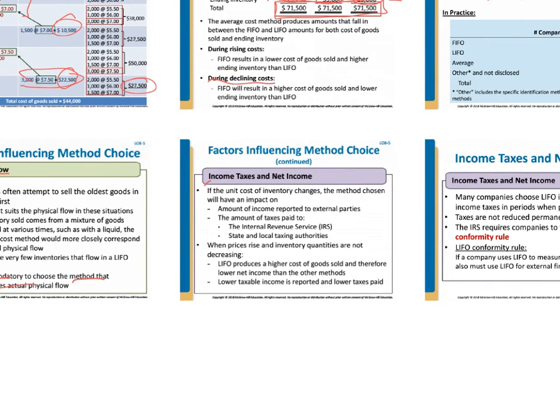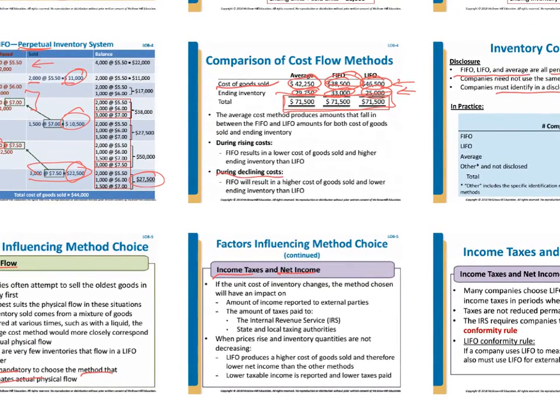Other factors include income taxes and net income. Notice that each one of these methods produces a different cost of goods sold. We just indicated that in one of our previous slides. And so because it produces a different cost of goods sold, it obviously impacts net income. Cost of goods sold is a main component for merchandisers, at least for the income statement. And so that will definitely affect net income. It also affects income taxes. Notice that the highest cost of goods sold in a period of rising prices, which we're normally in, is going to be LIFO. Because LIFO has the highest cost of goods sold, it also has the lowest amount of taxes.